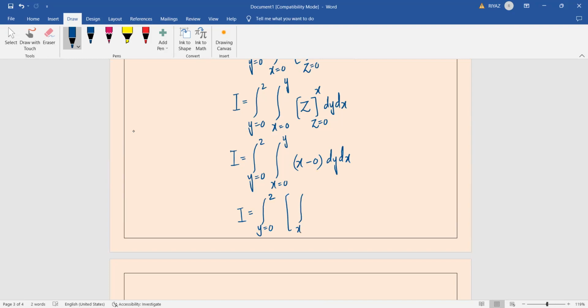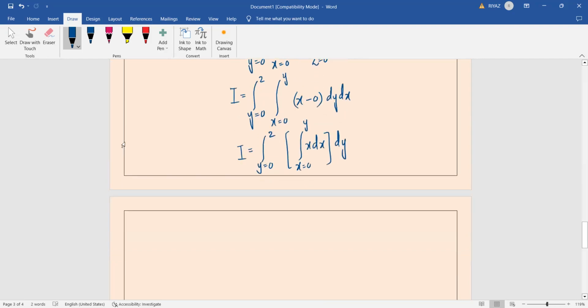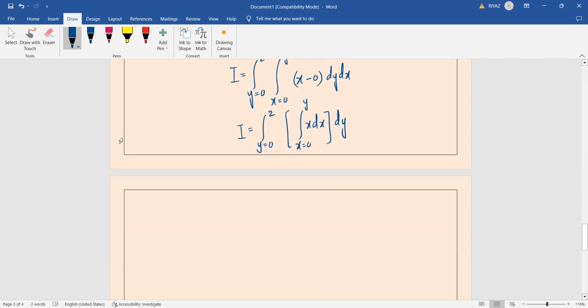y, x is equal to 0 to y, x dx into dy. Now x dx becomes integration of x dx, x square by 2. The 1 by 2 will be outside, and this is 0 to 2. Now it becomes x square by 2, already we have taken the 1 by 2 outside. Now x varies from 0 to y, and dy.